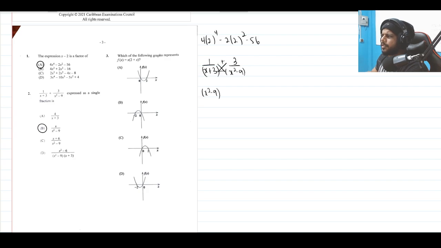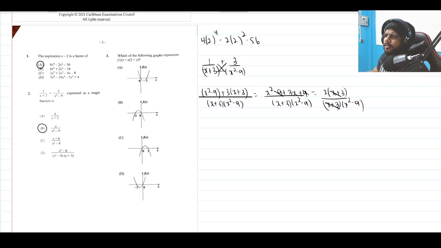x squared minus 9 plus 3 into x plus 3, all over x plus 3 into x squared minus 9. x squared minus 9 plus 3x plus 9 over x plus 3 into x squared minus 9. It's looking like the same question. x into x plus 3 will cancel with the x plus 3 on the denominator, leaving me with x over x squared minus 9.